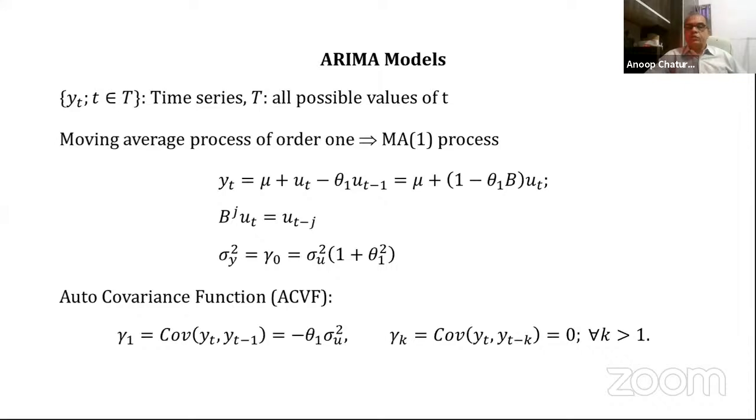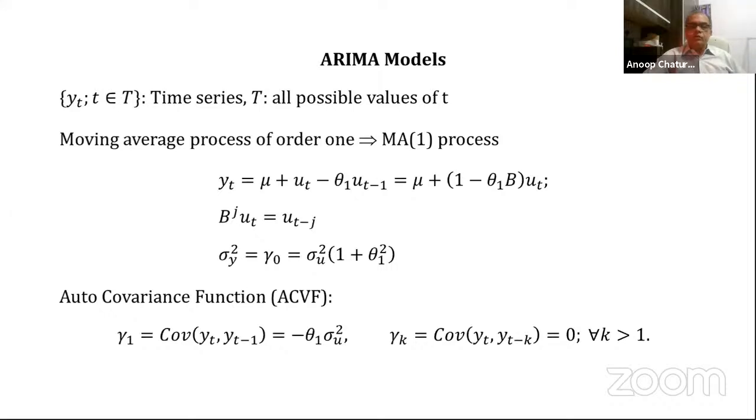So YT is generated by mu, the process mean. It has the impact of UT, the current shock, as well as one period lagged shock, UT minus 1. Now, in terms of the backward shift operator, you can write YT as mu plus 1 minus theta 1 B UT, where B is the backward shift operator. BUT is UT minus 1. If you replicate this backward shift operator J times, B J UT is UT minus J.